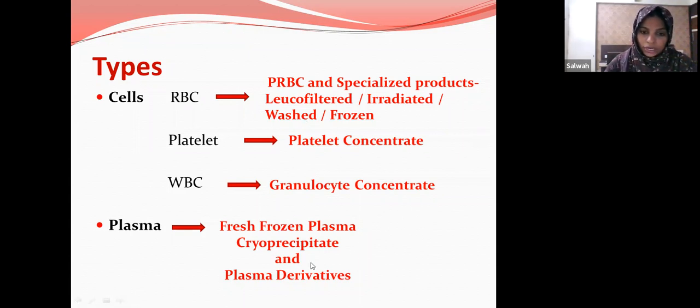Now coming to cryoprecipitate. For cryoprecipitate, the fresh frozen plasma is taken and thawed at 30 to 37 degrees Celsius, and then it is kept at room temperature. Then some precipitate will be formed, and this is the cryoprecipitate. This is rich in fibrinogen and factor 8. So in hemophilia patients, we use cryoprecipitate. And the rest of the plasma which is left behind after preparing the cryoprecipitate is cryopoor plasma. And then we have plasma derivatives.